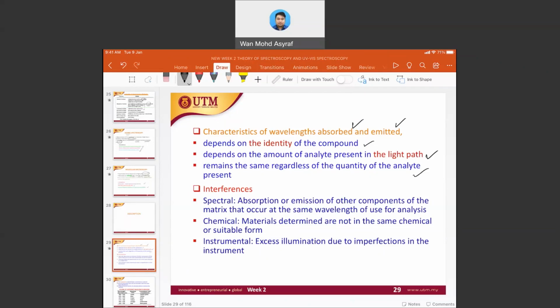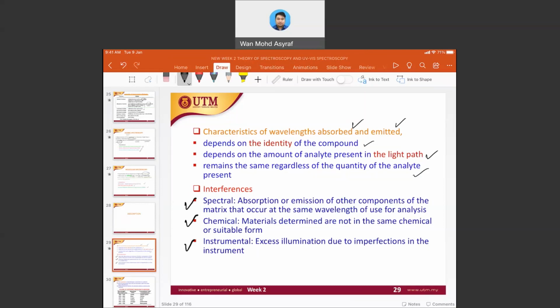Okay, so the wavelength that has been absorbed or emitted would have some interferences. These interferences, we call them spectral interferences, chemical interferences, or instrumental interferences. Spectral interferences are the absorption or the emission of the other components in the matrix. When you have your sample, sometimes it is not only your compound of interest or your analyte inside the sample. It may have other compounds that absorb at the same wavelength. The absorption by these interfering compounds we call spectral interferences.